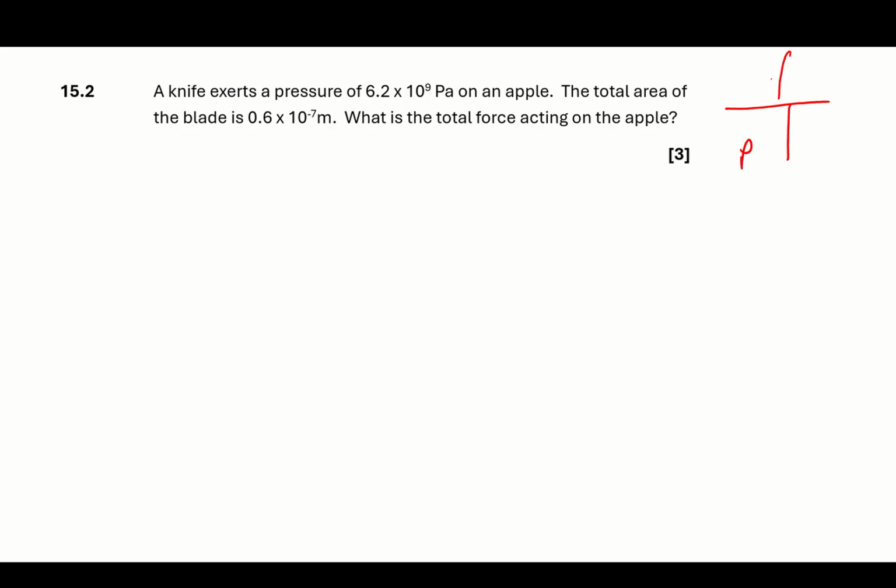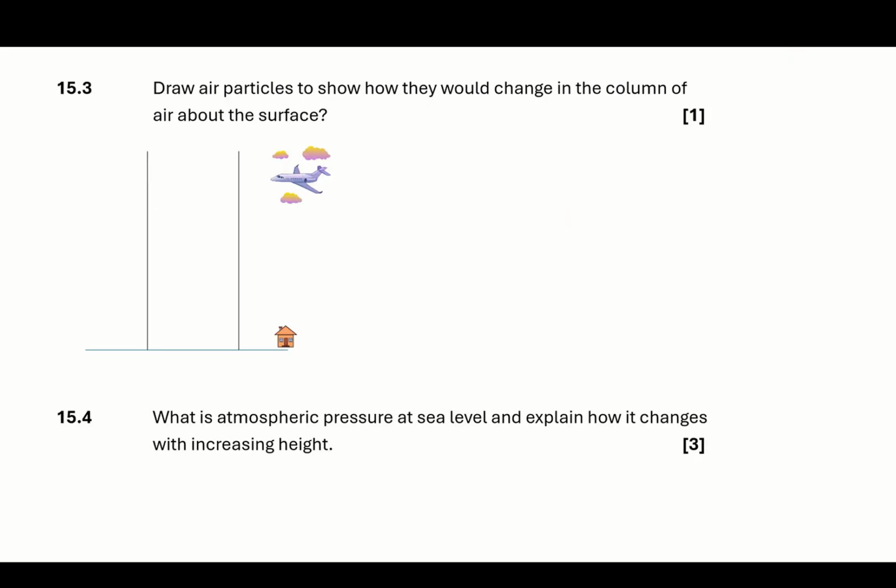Next one, we've got another PFA one. A knife exerts a pressure of 6.2 times 10 to the 9 pascals. A pascal is just newtons per metre squared. All right, they're the same thing. On an apple, the total area is 0.6 times 10 to the minus 7. What's the force acting? Well, we can see F equals P times A. So F equals P times A. That number times that number gives me 372 newtons. Done.